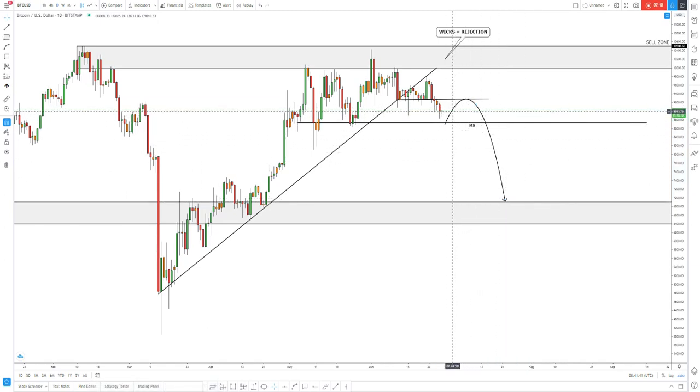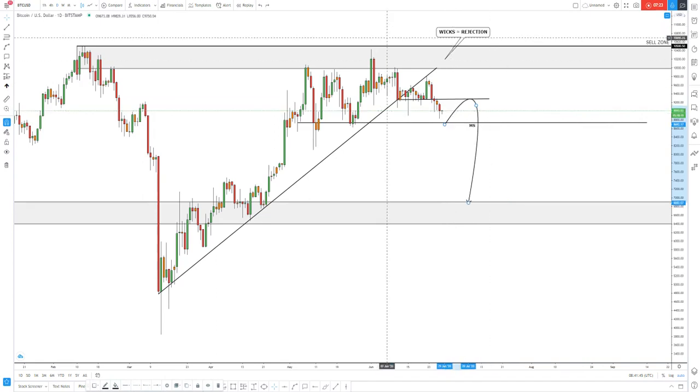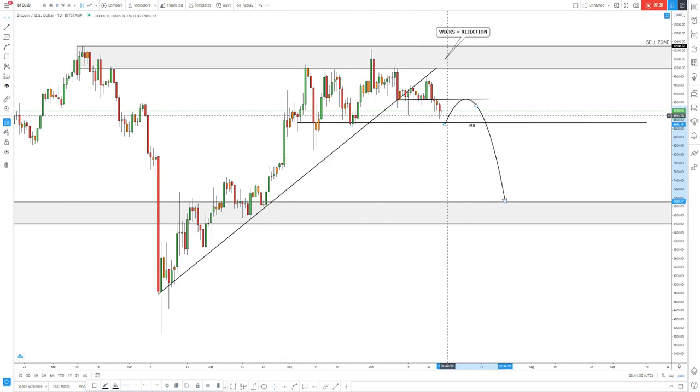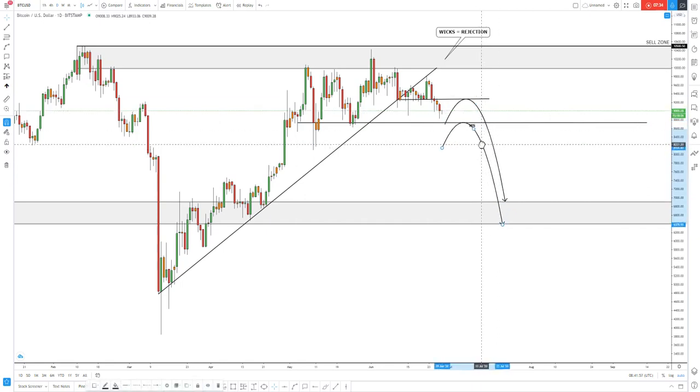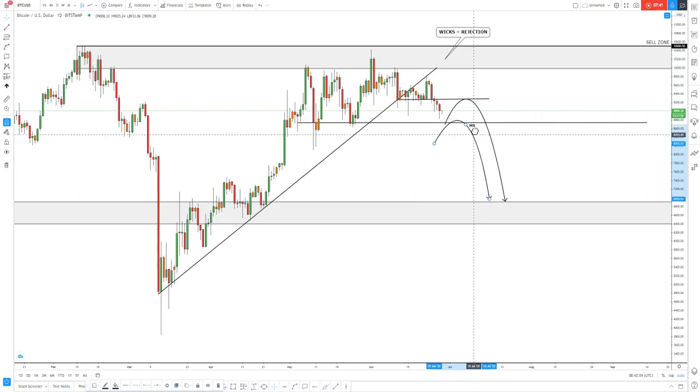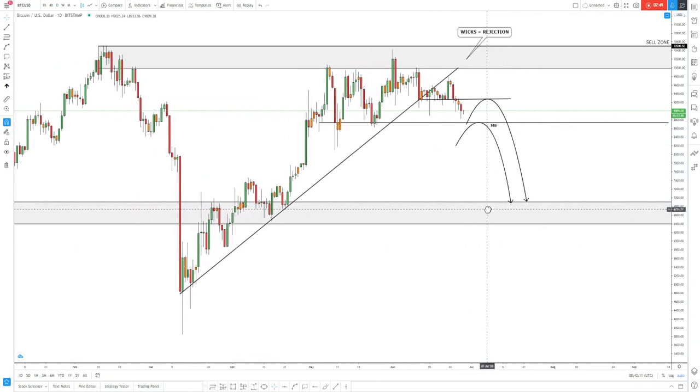Or even if it breaks the area of structure, this first one, I would also look to go short on it, the same projection and everything. I would look to go short on BTC USD. So my bias on BTC USD is to go short first before we look to go long back at this level.